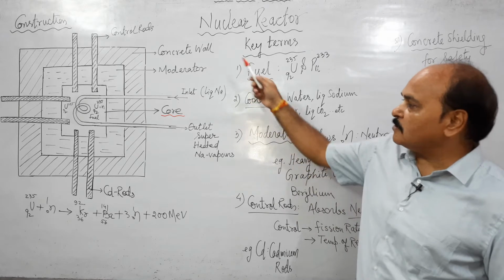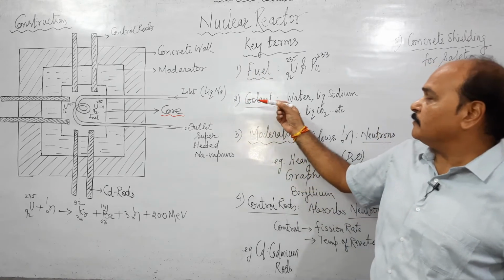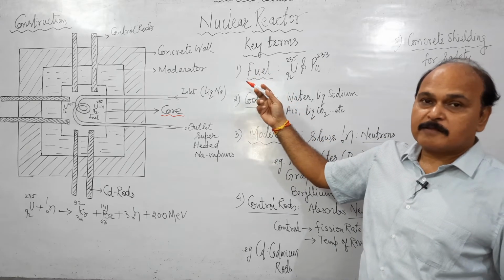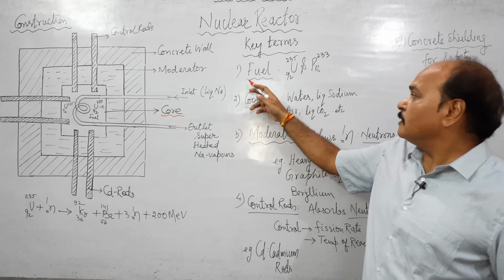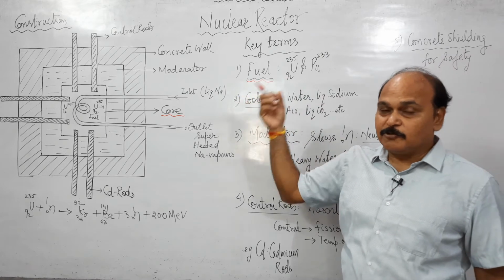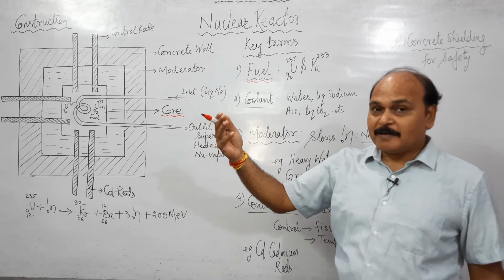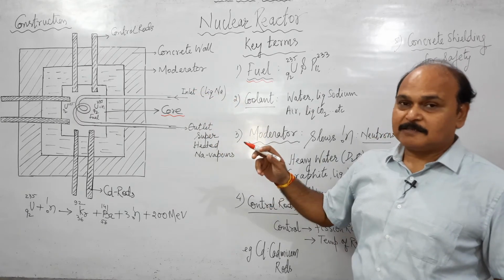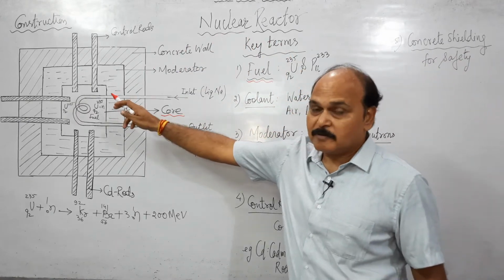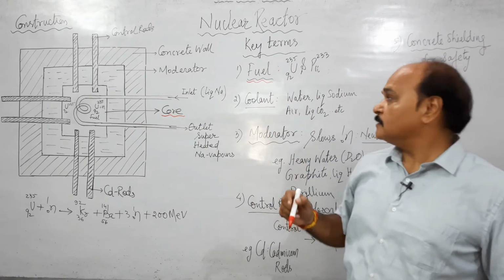Children, let us know the details of the key terms of the reactor. The very first term used here is fuel. Without fuel there cannot be a nuclear fission reaction. So uranium, polonium, plutonium are used as fuel in the nuclear reactor, and this fuel is placed right in the core where the nuclear fission reaction takes place.